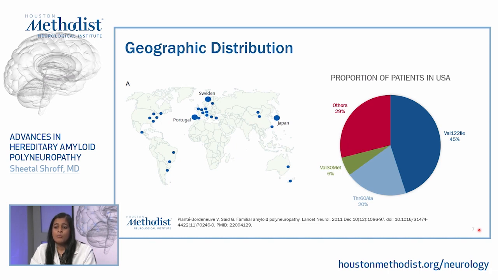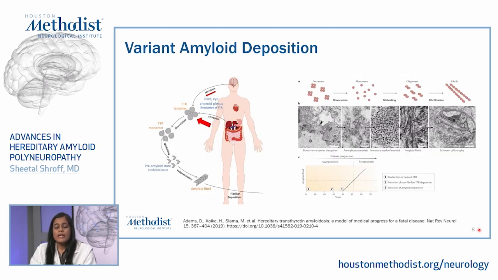In the USA, the most common pathogenic variant is Val142Ile, also known as Val122Ile, predominantly in the African American population, followed by Thr80Ala, also known as Thr60Ala, in patients of Irish descent, followed by Val50Met. The TTR gene is located on chromosome 18 and comprises 4 exons.